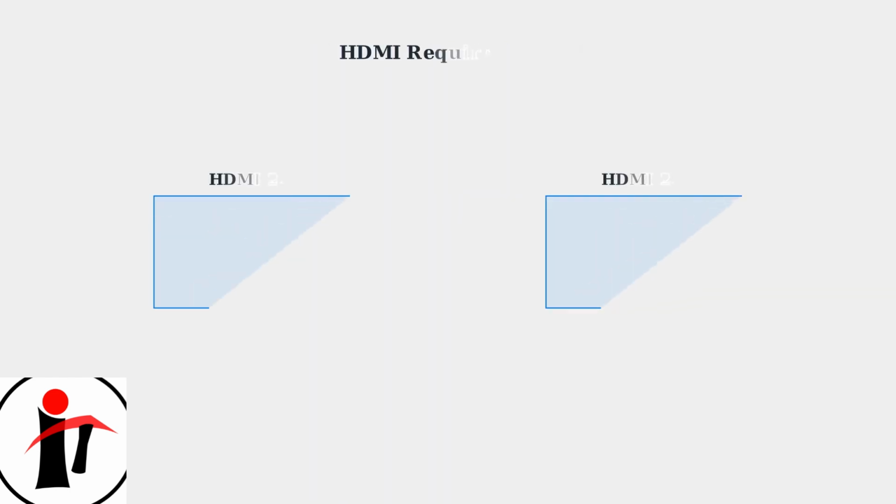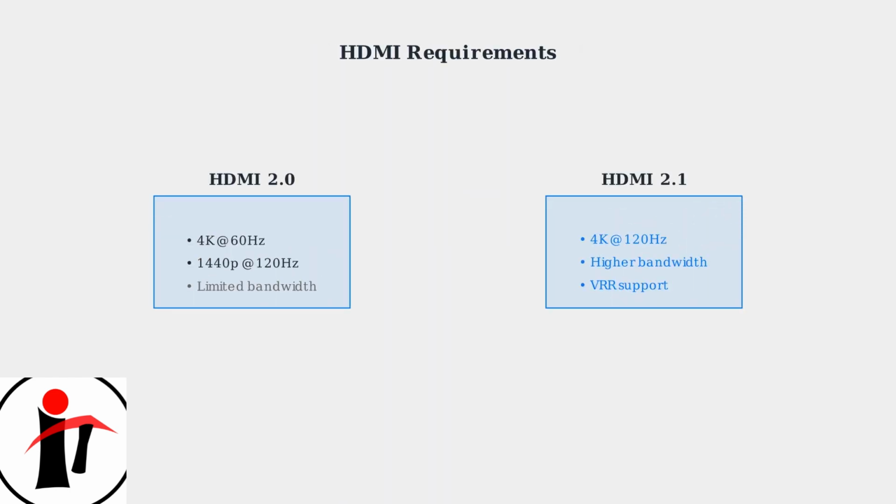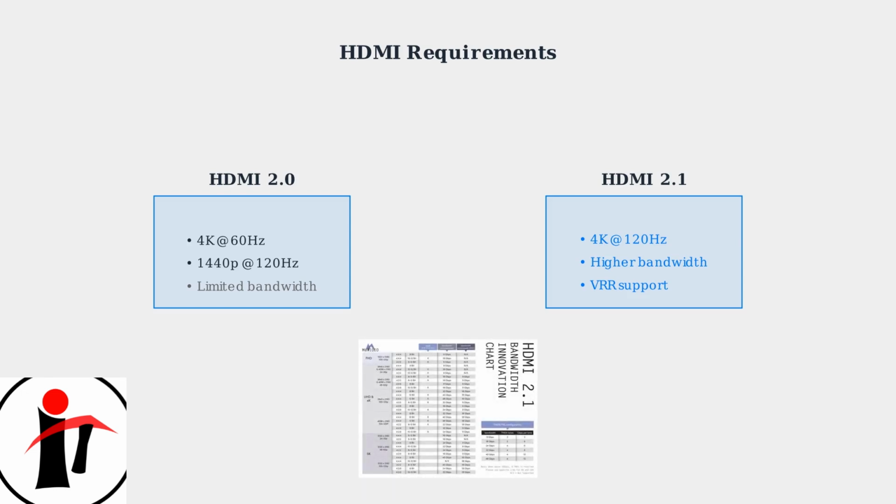HDMI connectivity is crucial for achieving higher refresh rates. HDMI 2.0 supports up to 4K at 60 Hz or 1440p at 120 Hz, while HDMI 2.1 enables 4K at 120 Hz and provides the bandwidth needed for the best gaming experience.